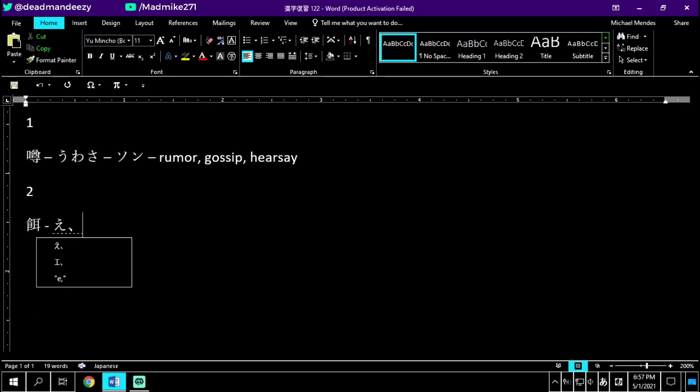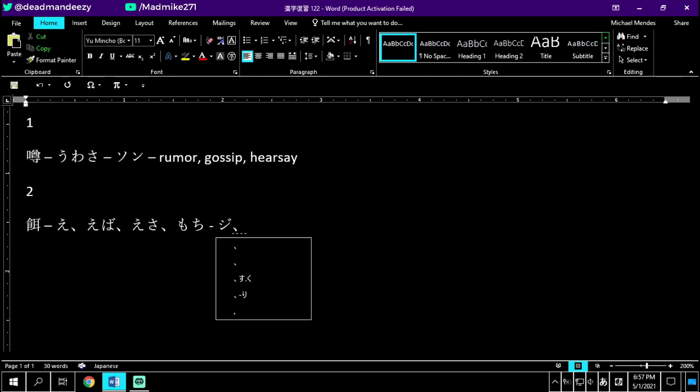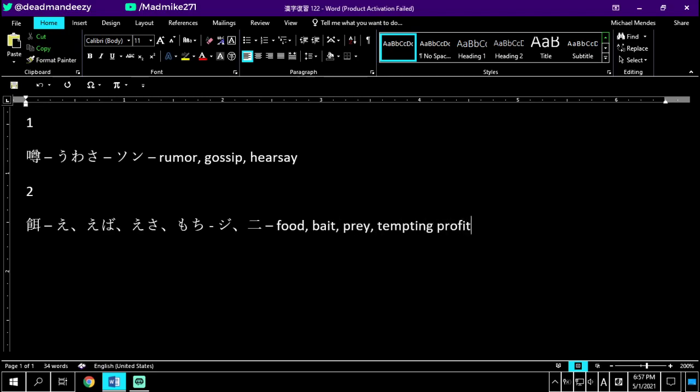Kunyomi for this are eba, esa, and mochi. And our two onyomi are ji and ni. This is food, bait, prey, or tempting profit. Food, bait, prey, or tempting food or bait. Esa, or eba, mochi, ji, or ni.